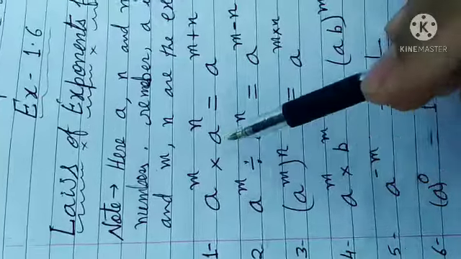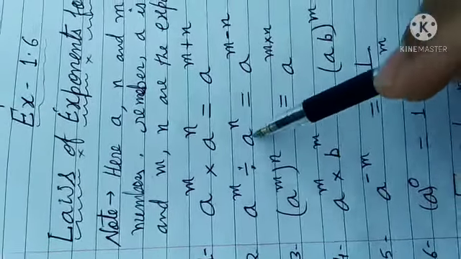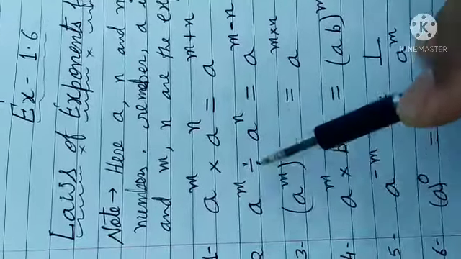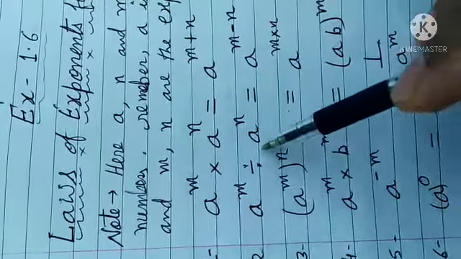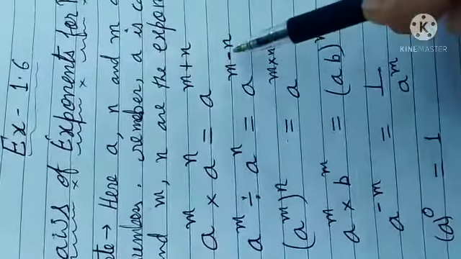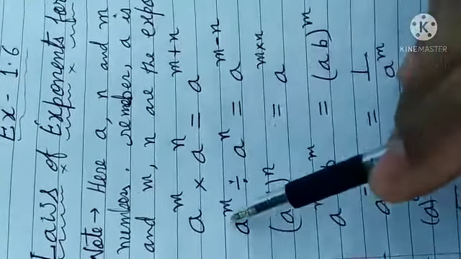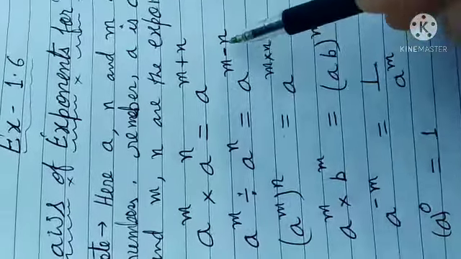And if bases are the same. Second, a to the power m divided by a to the power n. If bases are the same and powers are different, then in case of division we have to subtract the powers. So here a to the power m minus n. Okay, no, don't write n minus m. The first power will come here and then subtract the second power.